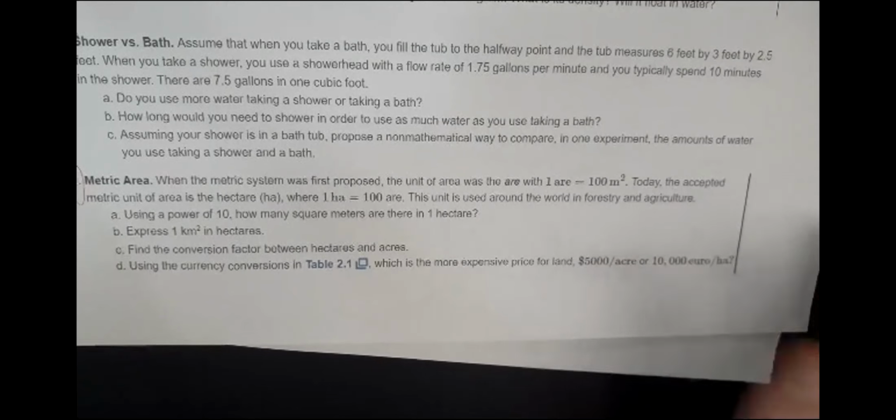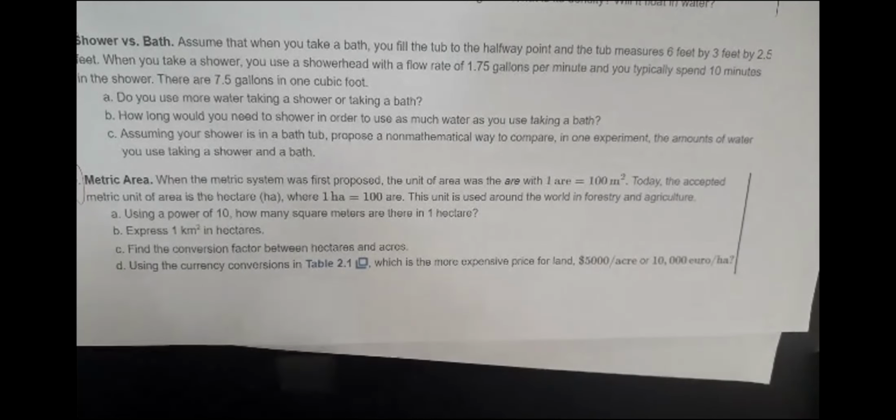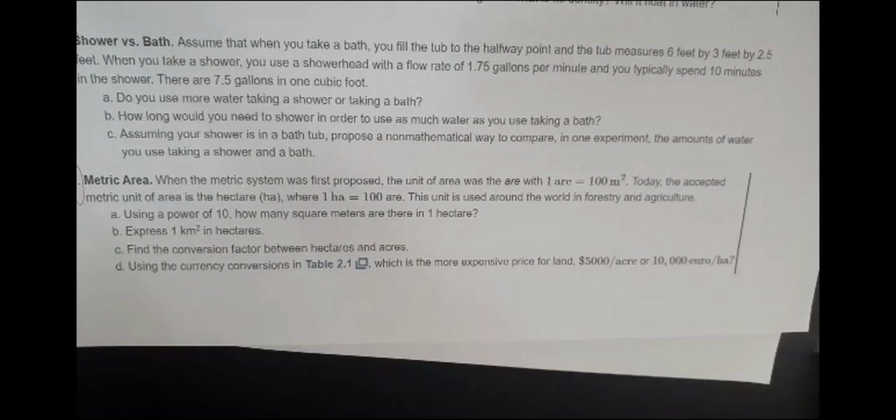When the metric system was first proposed, the unit of area was the R, with 1 R equal to 100 meters squared. Today, the accepted metric unit of area is 1 hectare, which is 100 R. The unit is used around the world in forestry and agriculture. Using a power of 10, how many square meters are there in 1 hectare?